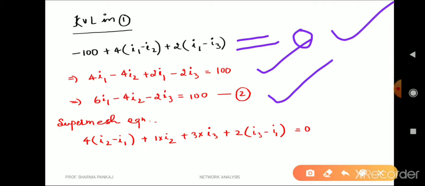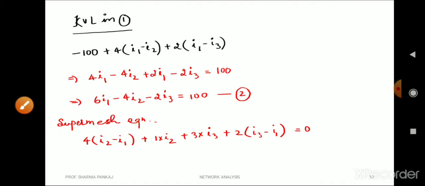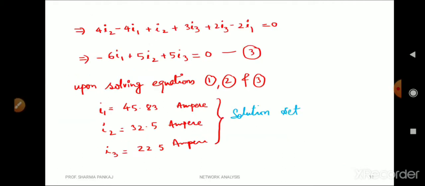The super mesh equation is 4 into I2 minus I1 plus 1 into I2 plus 3 into I3 plus 2 into I3 minus I1 is equal to 0. Carrying on with the calculation, it is 4I2 minus 4I1 plus I2 plus 3I3 plus 2I3 minus 2I1 is equal to 0. Rearranging and solving, it is minus 6I1 plus 5I2 plus 5I3 is equal to 0. Call it equation number 3.